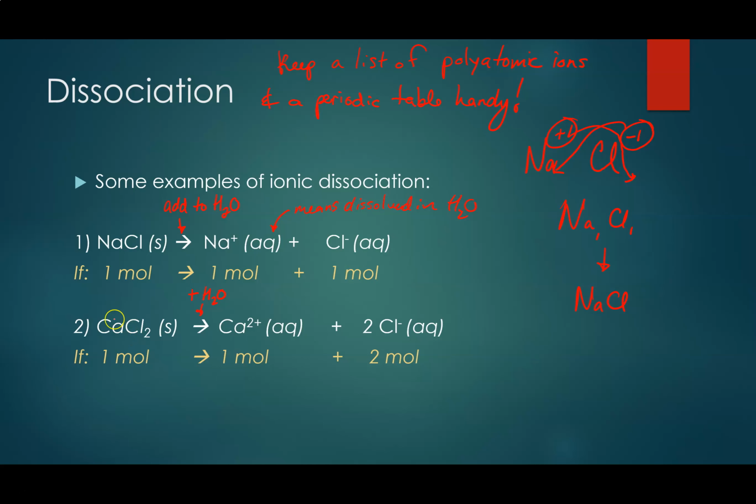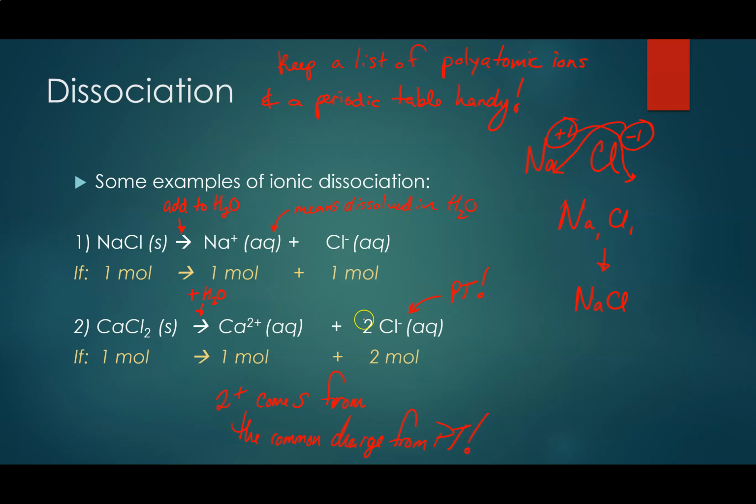So in our next example, we have calcium chloride. This calcium chloride, when it's all together as a solid, when we add it to water, we're going to get the calcium 2 plus ion. Where does the 2 plus come from? I'm hoping you're saying it out loud or you're thinking it. The common charge on the periodic table. Where does the -1 come from? Same thing.